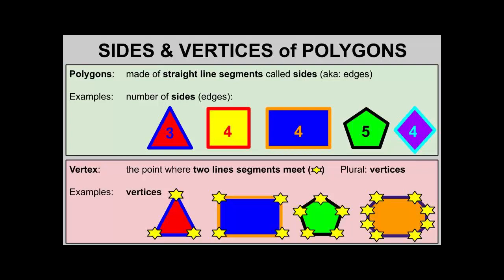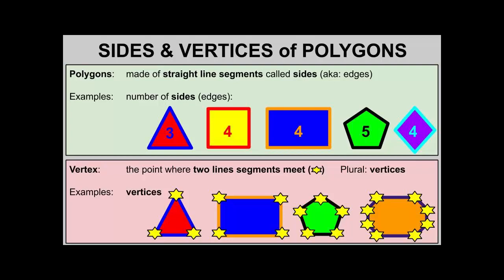Another important part of a polygon is where the two line segments meet together. That will create a vertex. And when we have more than one vertex, they become vertices. As you can see, a triangle has 3 vertices. The vertices are shown by the star figure on that polygon. The rectangle, which is part of the quadrilateral family, has 4 vertices. You can see there's a star in each corner of the rectangle. That denotes the 4 vertices.